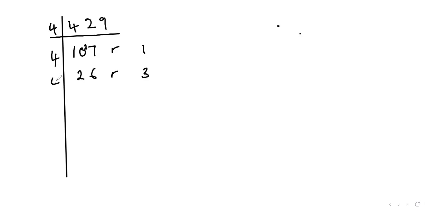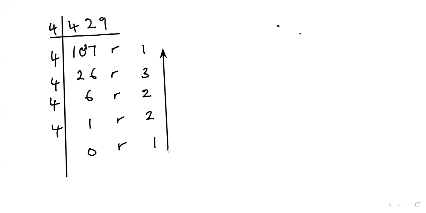So we use 4 again. 4 divide 26, how many times? That's 6 times, remainder 2. 4 divide 6, 1. Remainder 2. 4 divide 1, 0 times. Remainder 1. So you take your reading from bottom to top.